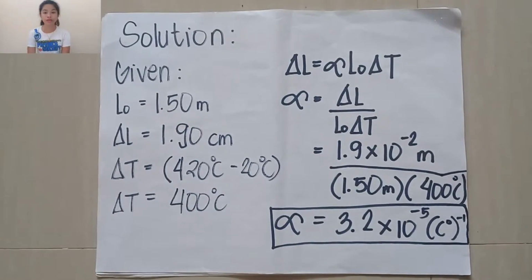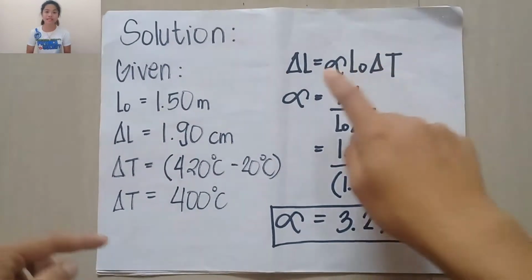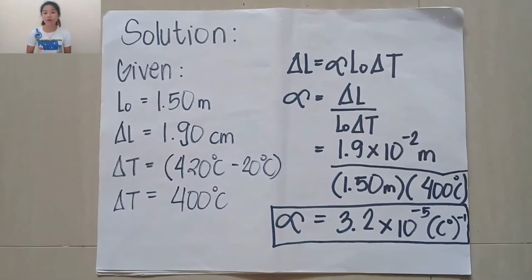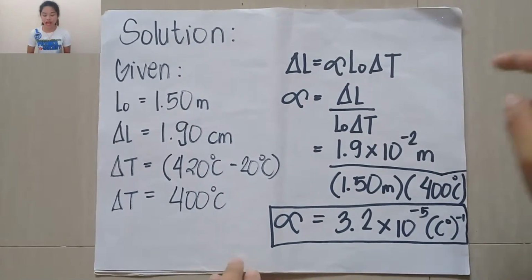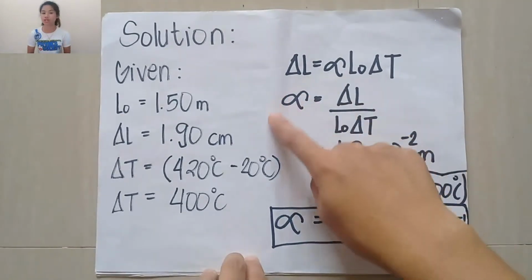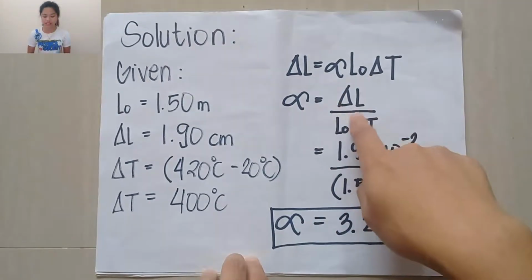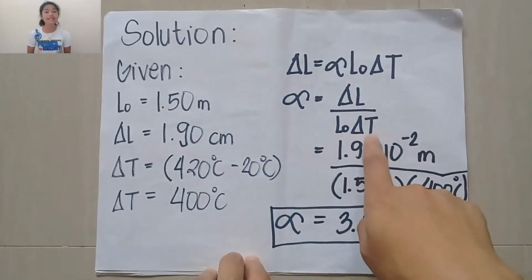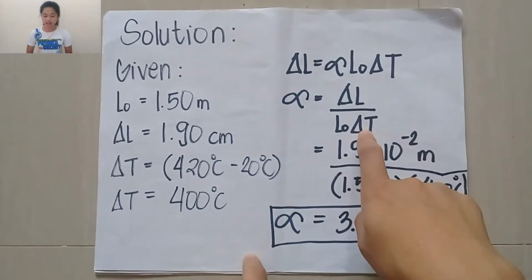So, using the formula of delta L is equal to alpha L naught delta T, we can now manipulate this formula and come up with the equation of alpha, which is alpha is equal to delta L over L naught delta T.